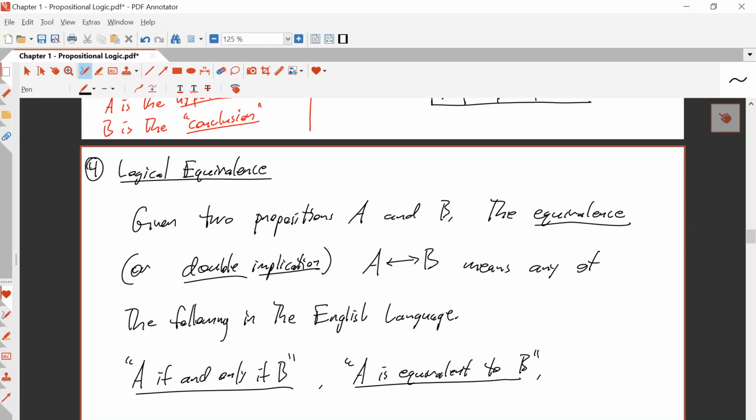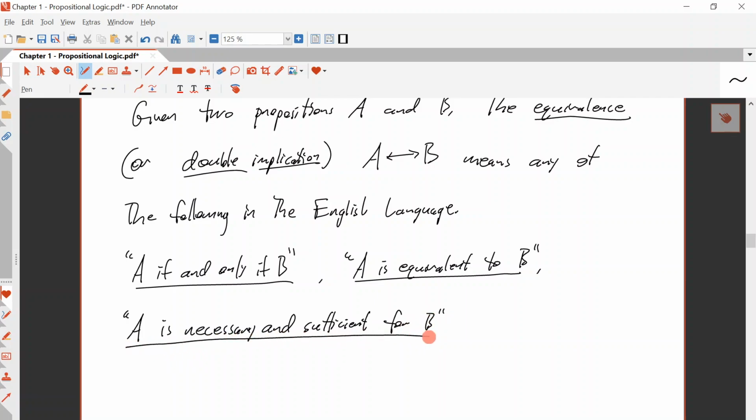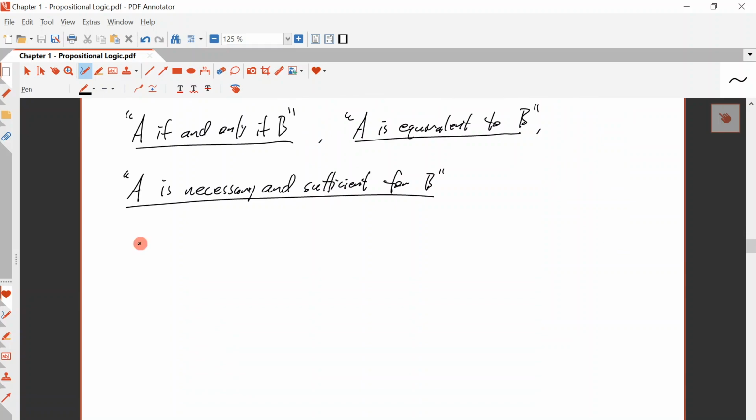Or A is necessary and sufficient for B. Those are pretty much the only 3 that you get. And then the truth value is as follows.